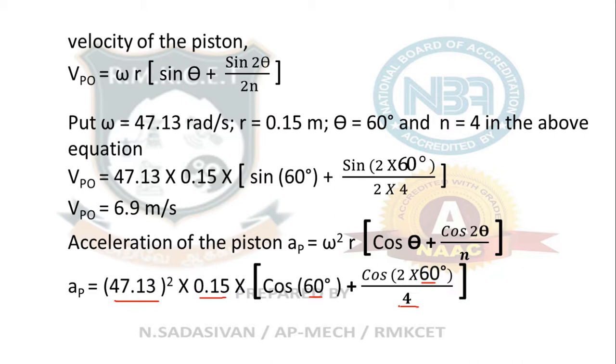Pause the video here and try to find the answer yourself and cross check with the answer that I am going to give. So on solution we get 124.94 meter per second square. So the acceleration of the piston at the angle theta equal to 60 degree is 124.94 meter per second square. So that completes the first question.